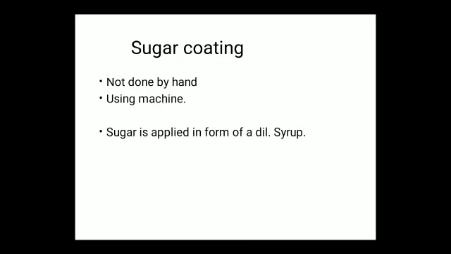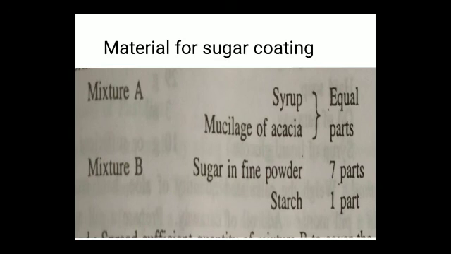The second step is sugar coating. This coating is not done by hand; it uses a special operator on a large scale. Sugar is applied in the form of dilute syrup. The following materials are used for small scale: mixture A and mixture B solutions. Mixture A contains syrup and mucilage of acacia in equal parts. Mixture B contains sugar in fine powder 7 parts and starch 1 part. These are the various materials used for sugar coating of pills on a small scale.